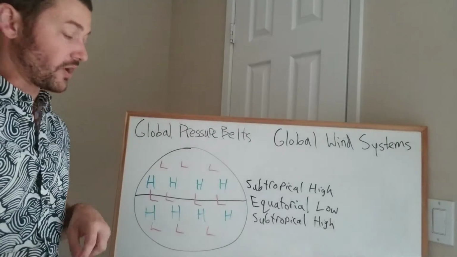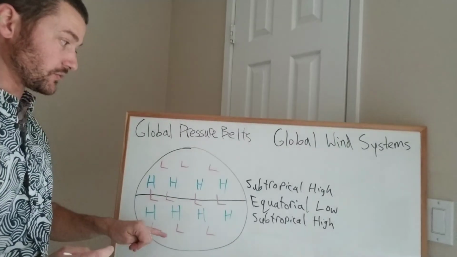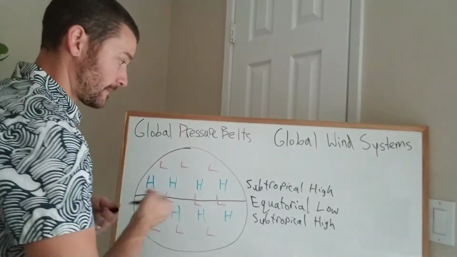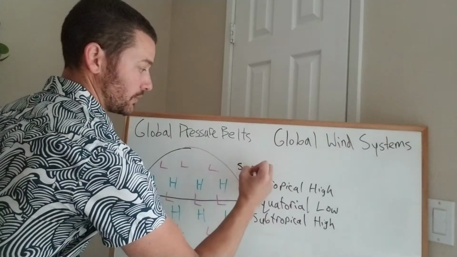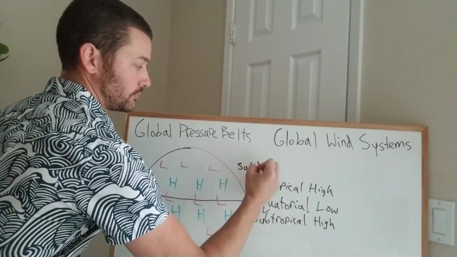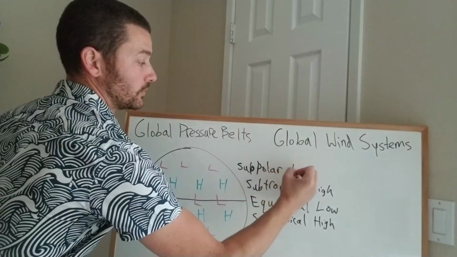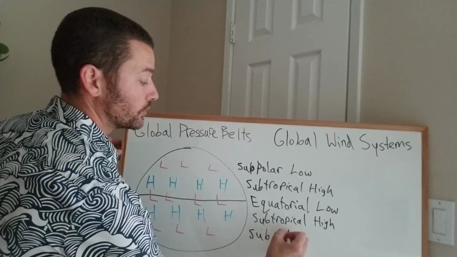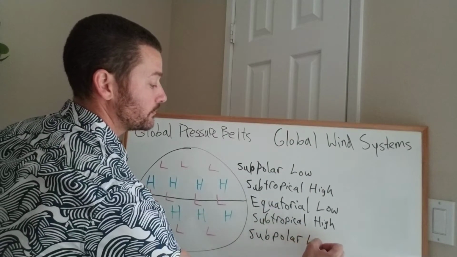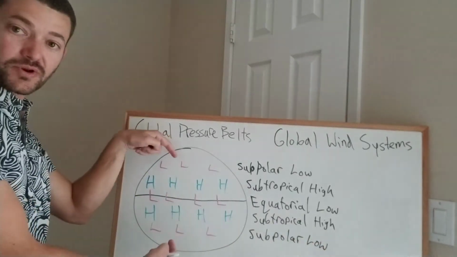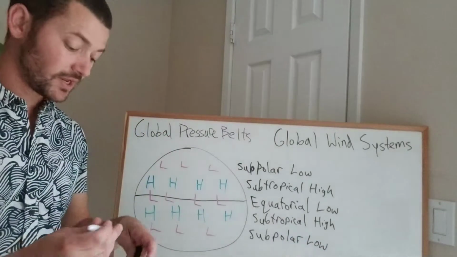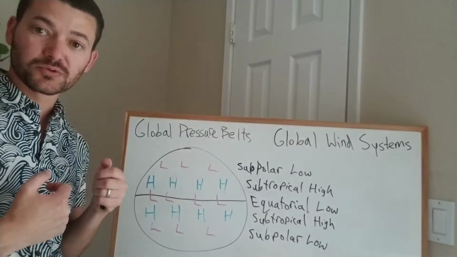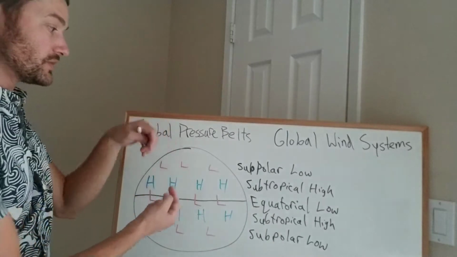These are located around 50 degrees north and 50 degrees south. They're called the subpolar lows. Subpolar low, northern hemisphere; subpolar low, southern hemisphere. Same thing. Now, just like the equatorial low, subpolar low pulls moisture in towards these locations.